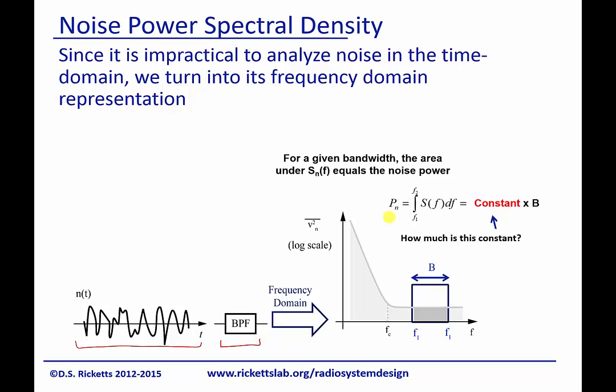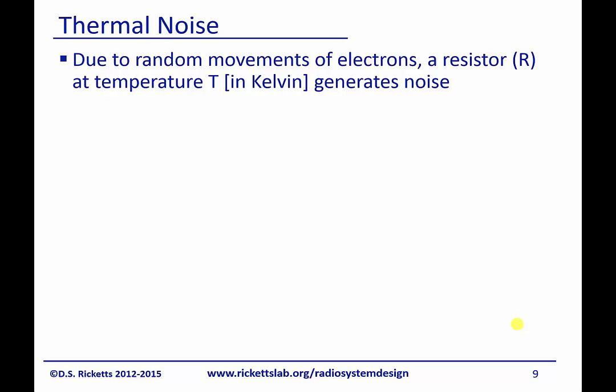So what we want to do is calculate the total noise power, and we want to integrate the power spectral density from one frequency to the other. And so what we're going to do is integrate it over a bandwidth B. And we know it's white, right? So this equation is simply some constant times B. And the question is, how much is that constant? And that's what we're going to figure out next. It's due to a magic parameter called Boltzmann's constant.